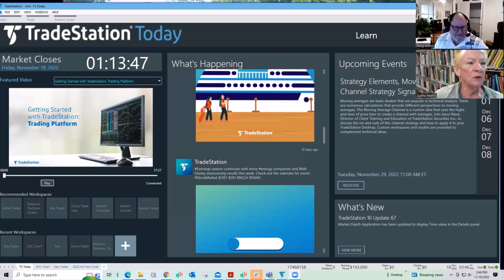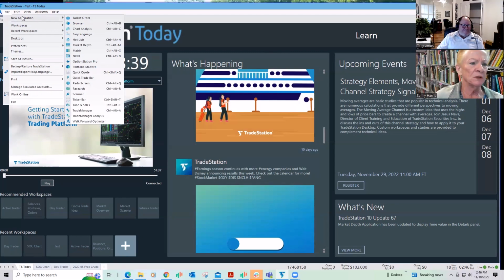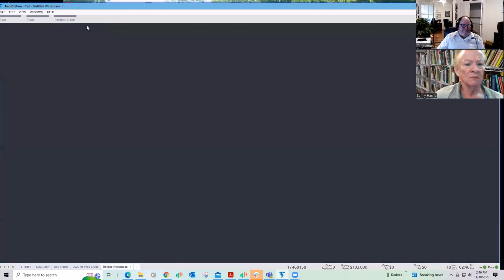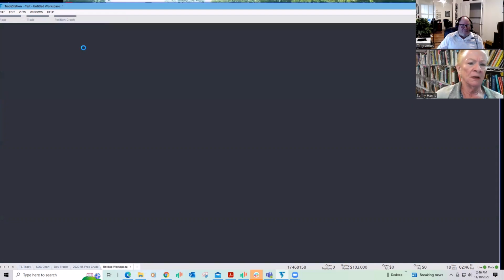I want you to open a new workspace. So go up to File, then Workspaces, and then New Workspace. There you go. Now we've got an empty workspace. So click that little square icon that says Chart Analysis.